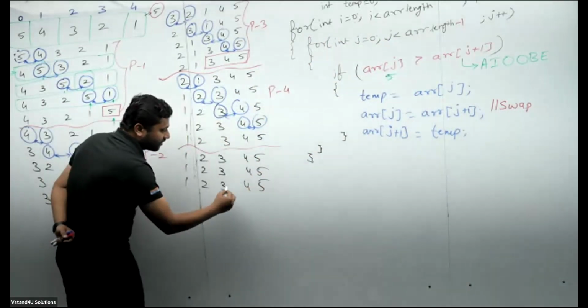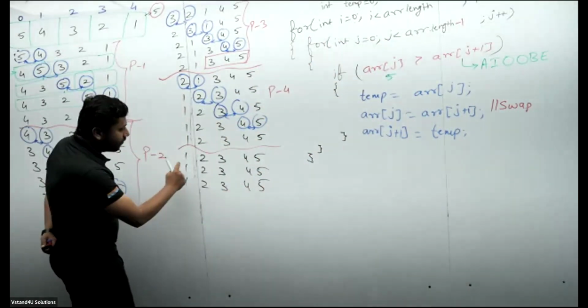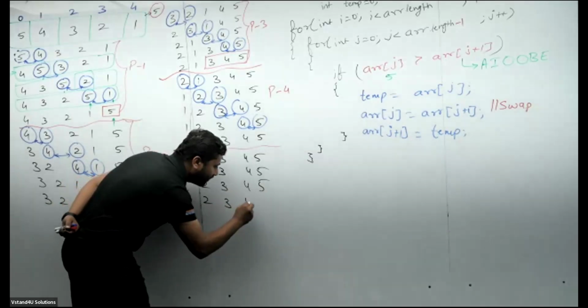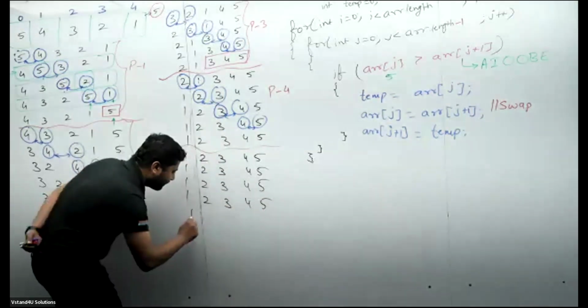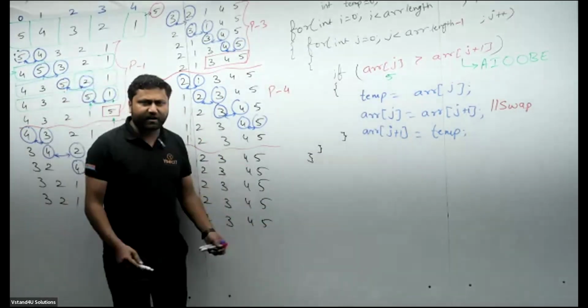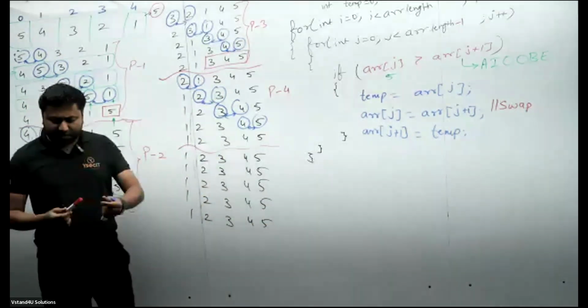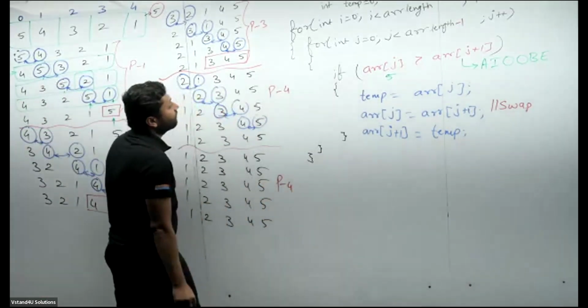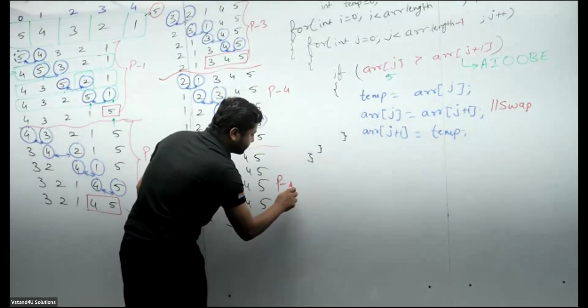In that case, 3 and 4 will be compared. 1 and 2 compared, 2 and 3 compared. Now 3 and 4 will be compared, swapping. Once again, 4 and 5 will be compared, swapping. My question: in this pass, have we done swapping anywhere?